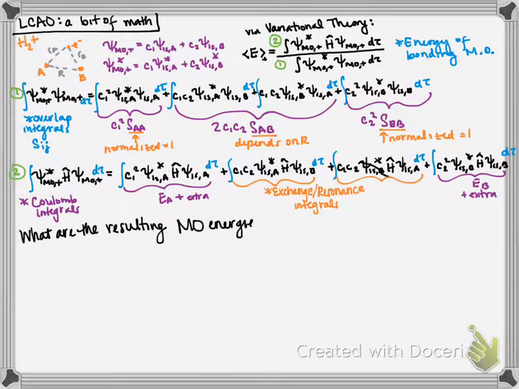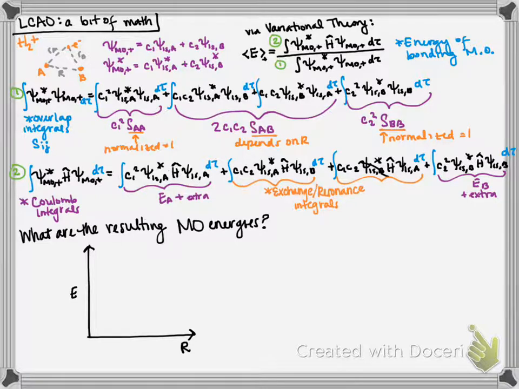So what are the resulting molecular orbital energies? We could do all of these integrals. We're not going to. We're not ever going to for this class. But we should understand how they're set up and where they come from. So what are the resulting molecular orbital energies if we were to calculate these or ask a computer to calculate these? We can plot these, and we're going to come back to this plot later in Friday's videos.